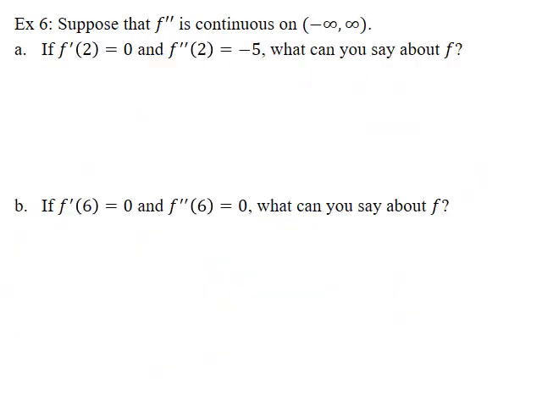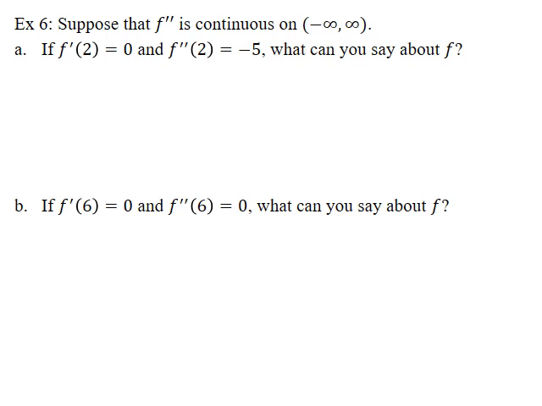All right, so to wrap up this first section of this video, here are just a couple of thinking questions, and then we'll move on to the next section. Suppose that your second derivative is continuous on the interval negative infinity to infinity. If you know that the first derivative at 2 is 0 and the second derivative at 2 is negative 5, what can you say about the original function?